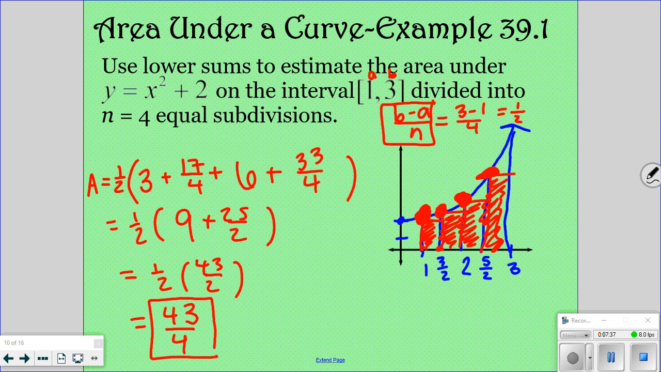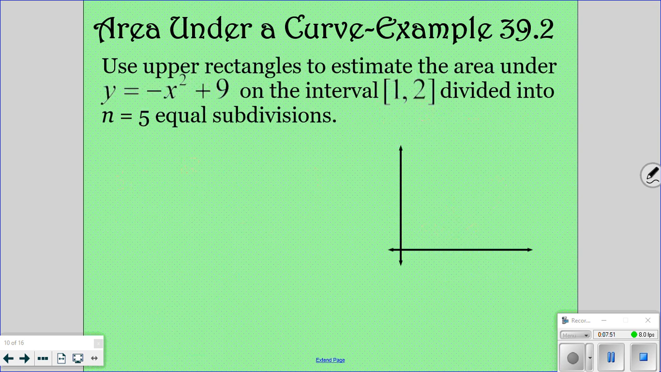Notice the parts that we are missing for our area are the parts right here, here, here, and here. Okay, so it's not exact, it's just an estimation, but that's what we're working on right now. So we're looking at another one. We want to use upper rectangles to estimate the area under y equals negative x squared plus 9. And it says only on the interval from 1 to 2. So you need to graph it.